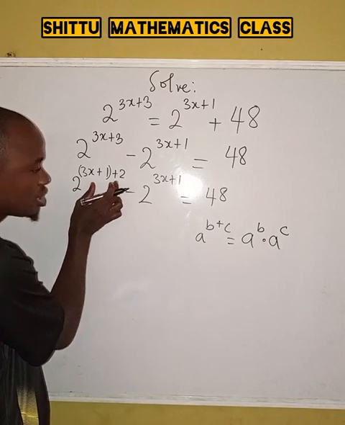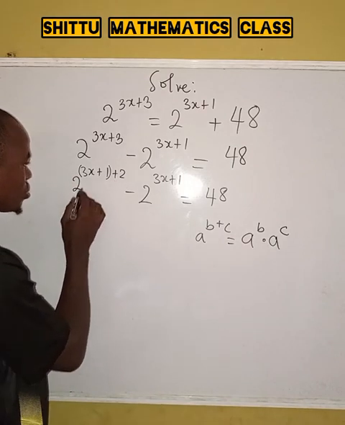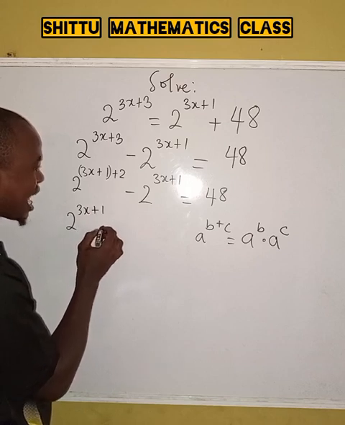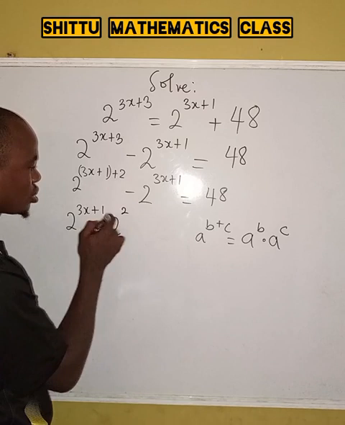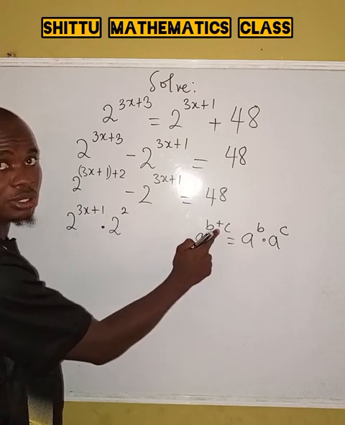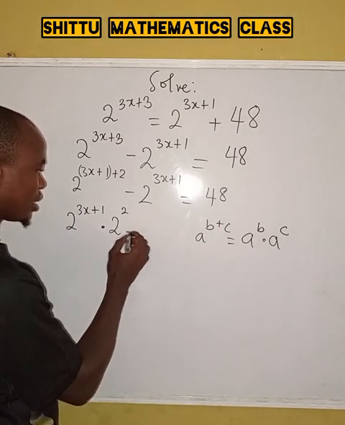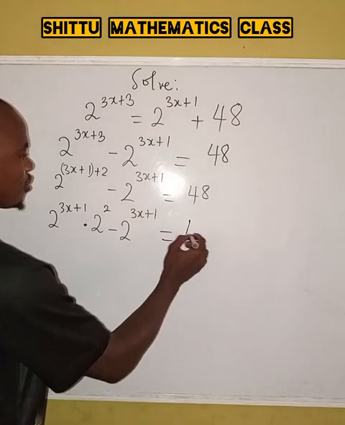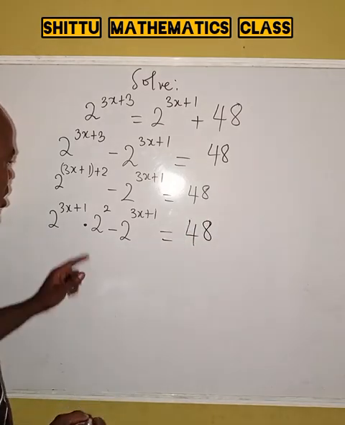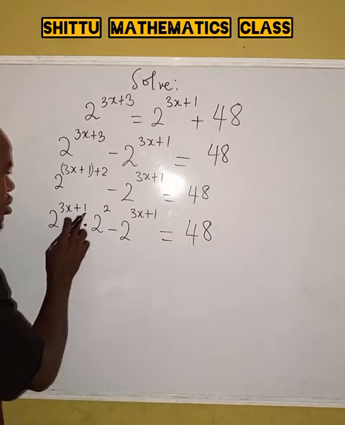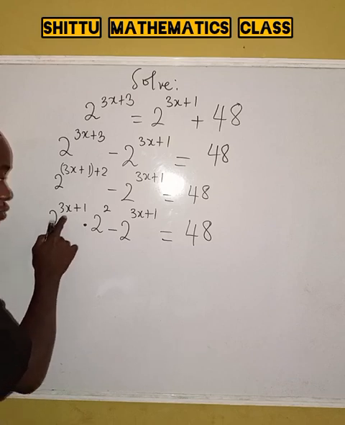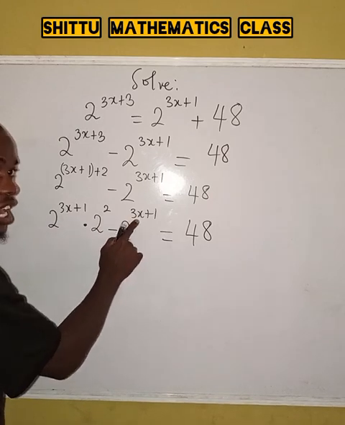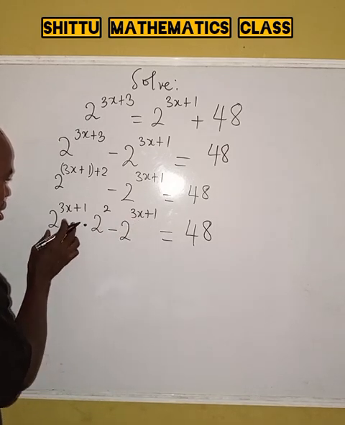So here I can split this into 2 to the power of 3x plus 1, multiplied by 2 to the power of 2, minus 2 to the power of 3x plus 1, equals 48. Do you understand now? You can see that we have something common here: we have 2 to the power of 3x plus 1 multiplied by 2 to the power of 2, and here we have 2 to the power of 3x plus 1. So it means that this can be factorized.